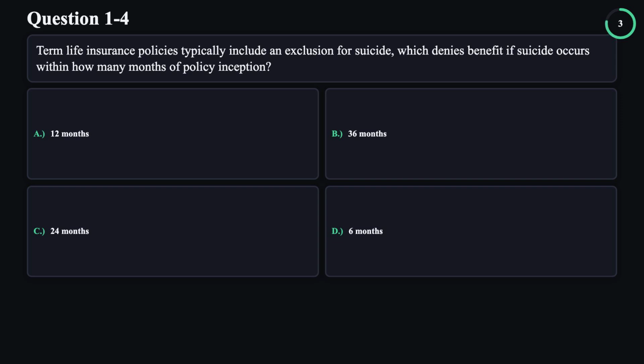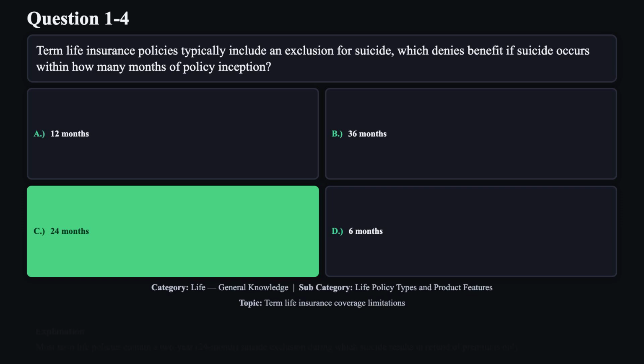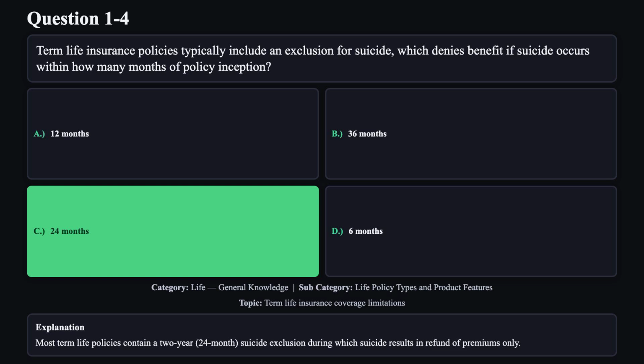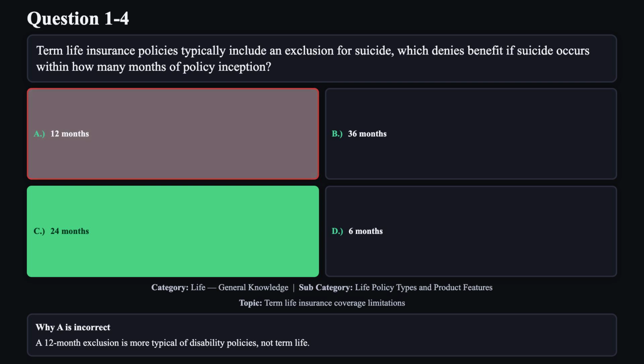The correct answer is C. Most term life policies contain a 2-year, 24-month suicide exclusion, during which suicide results in refund of premiums only. Reason A is not correct. A 12-month exclusion is more typical of disability policies, not term life.